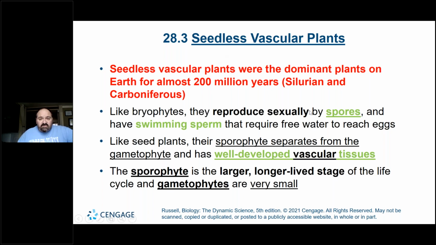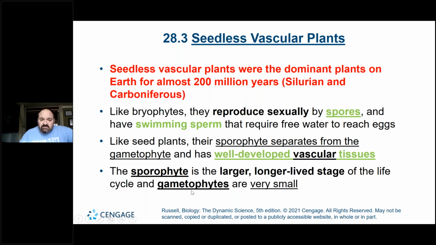Like the bryophytes, they reproduce sexually by spores, okay? They have swimming sperm, so they require water. So the necessity to be in a very damp, moist environment is important as far as reproduction and fertilization are concerned. Now, this is seedless, right? We had seedless non-vascular, and they had what? The gametophytes were the more dominant generation. Now we get to seedless vascular, and the sporophyte is the larger, longer-lived stage of the life cycle.